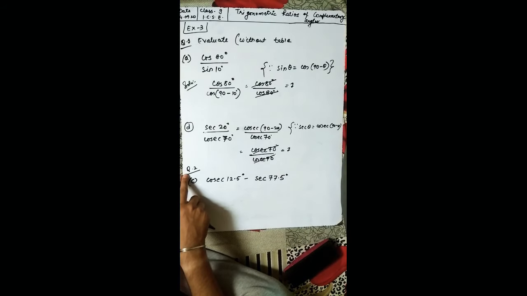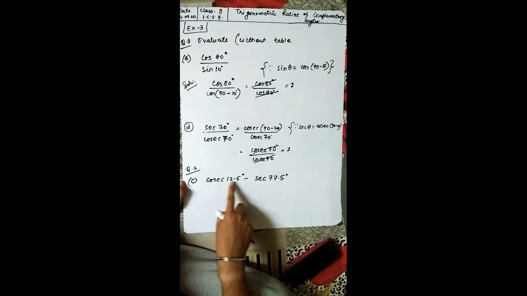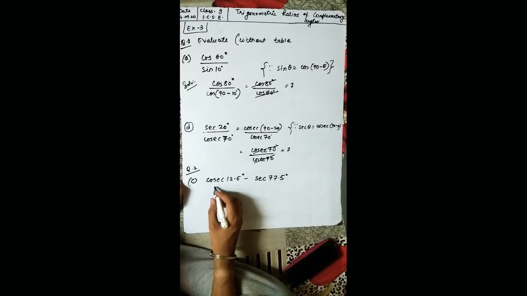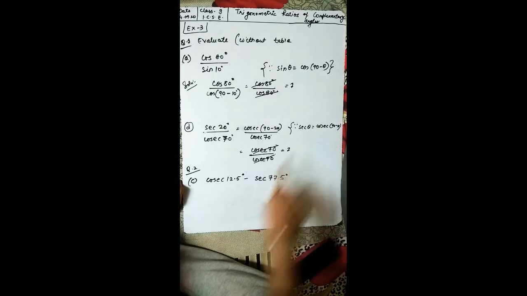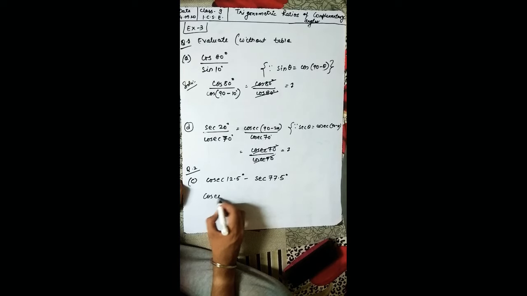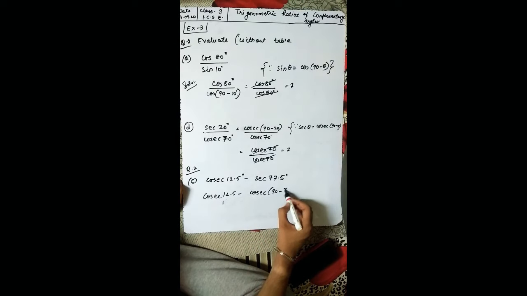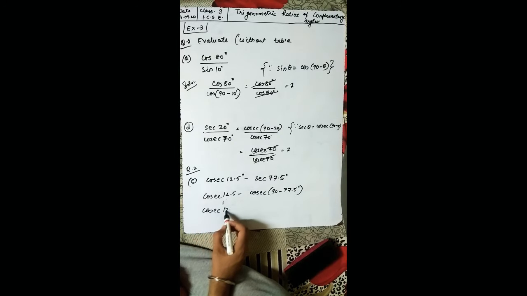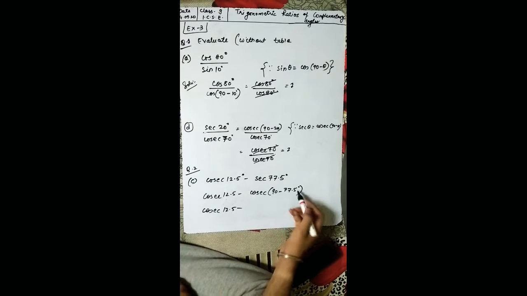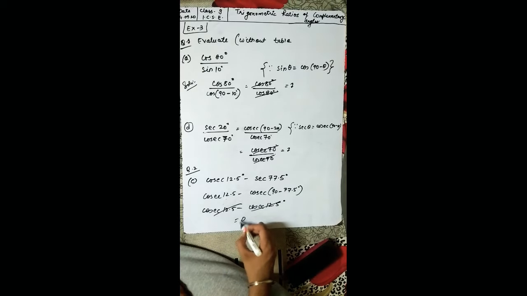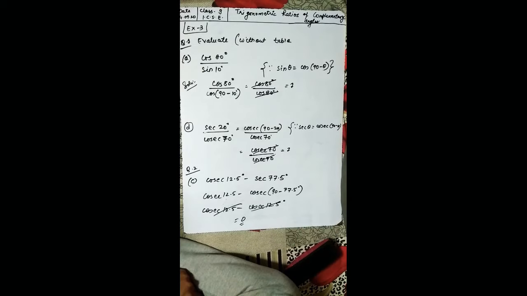Similarly, I'm taking question number second, C1: cosec 12.5 degree minus sec 77.5 degree. So again, sec theta is cosec 90 minus theta. So in place of this, cosec 90 minus, in place of theta we have 77.5. As 90 minus 77.5 is nothing but 12.5. They both came the same, hence the answer is 0.